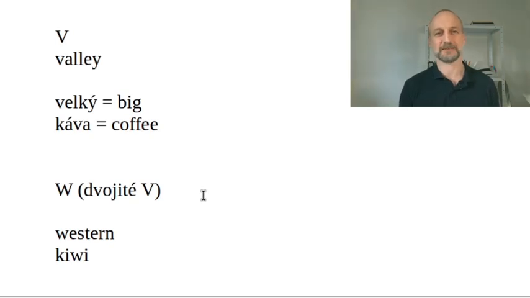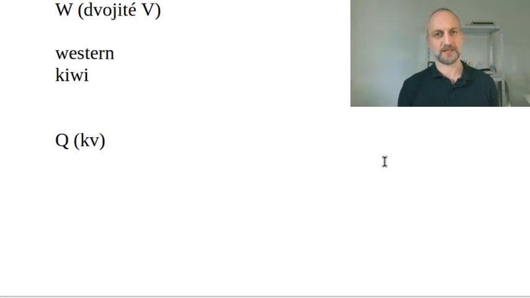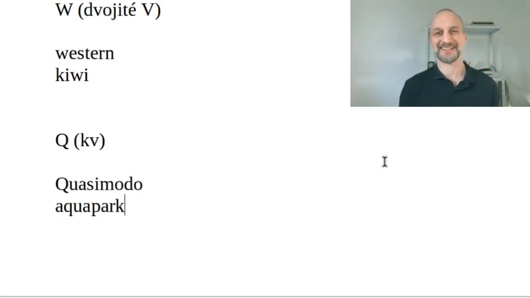Next letter is actually the least common in the Czech language out of all letters in the Czech alphabet, and it is this one. It's pronounced kv, so you will see it very rarely, but when you do, the pronunciation is very simple. For example, Kvasimodo, aquapark. But as I said, you will not see this letter very often.